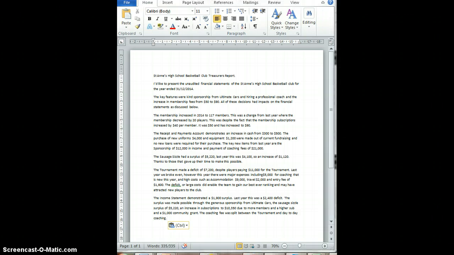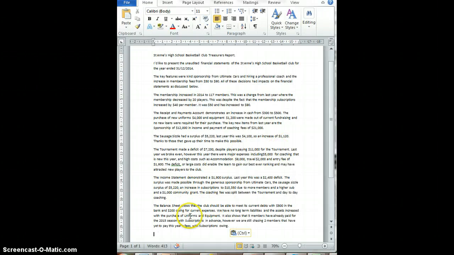Income statement done. Balance sheet. Look, you're on the home straight. Balance sheet. So you're talking about a few things. Long-term liabilities, buying non-current assets, and can we pay our debts? So let's have a look. If you have a look at the statement, it shows that we've got 500 in the bank and we've only got $200 for current expenses, that is, that we have to pay. We won't have to pay our players back for the subs in advance, so it looks like we should be able to meet those debts.